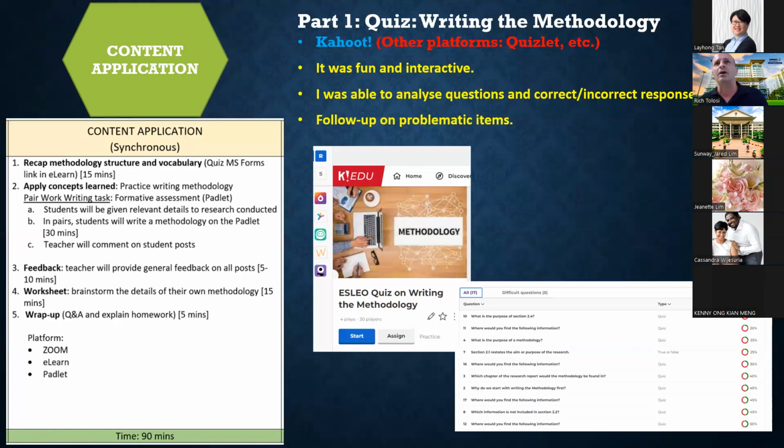You can use other platforms like Quizlet, or if it's face-to-face, you can give them a physical quiz on paper or some other way, but I chose Kahoot. But again, it's just gauging what they understood from the homework video that they watched and the analysis that they did on the actual model methodology.